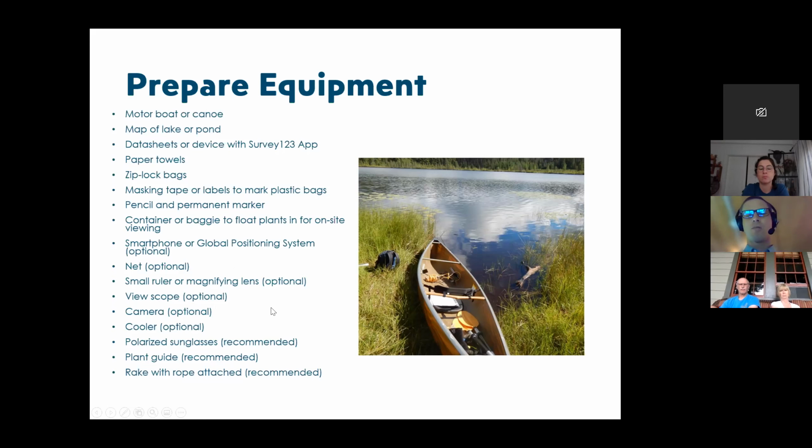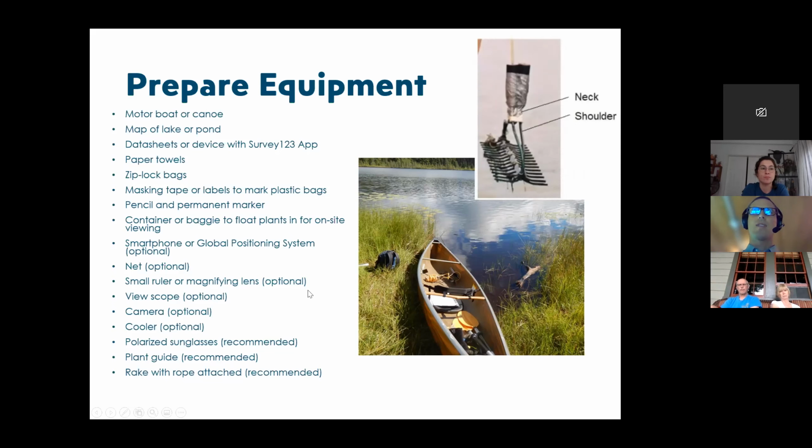Taking a camera or your smartphone to take pictures is really key. Taking a cooler, if you want to store some of those plant samples in a cool spot, helps them be preserved better. And we really recommend wearing polarized glasses when you're out on the water. That cuts the glare and allows you to see under the water better. Your plant guide, so some of the guides that we will provide in the Lake Protectors Manual, or you can get your own book or print out a resource from the web. And then a rake, what we call an aquatic rake, a rake with an attached rope.